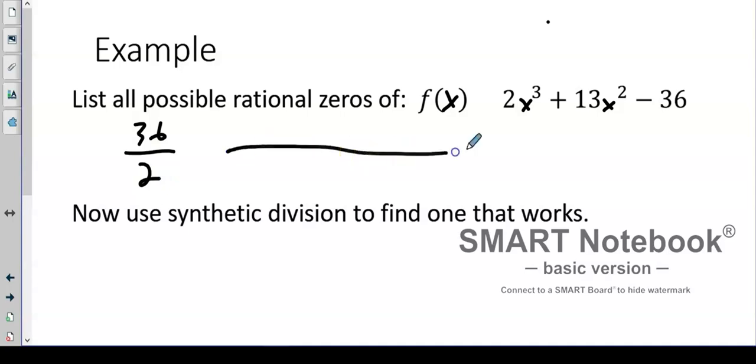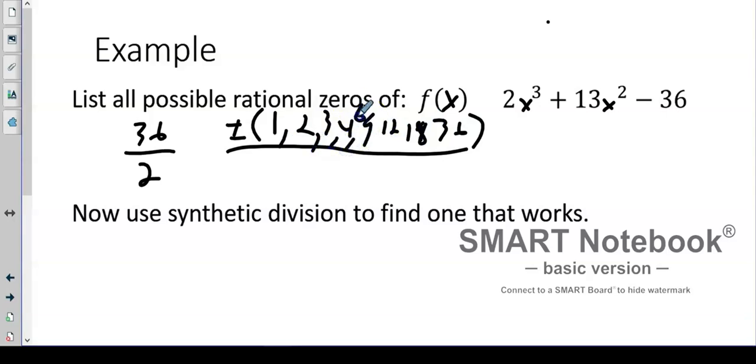All right, so on the top, plus and minus, 1 times 36, 2 times 18, 3 times 12, and 4 times 9. Oh, and 6 times 6. Got to squeeze that one in there. And then on the bottom, plus or minus 1 and 2. Okay? Those are all the possibilities, all right, of factors.